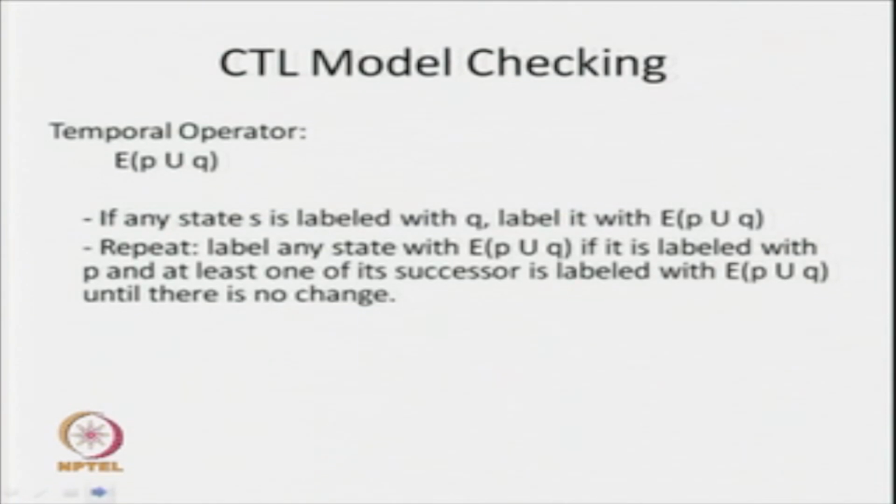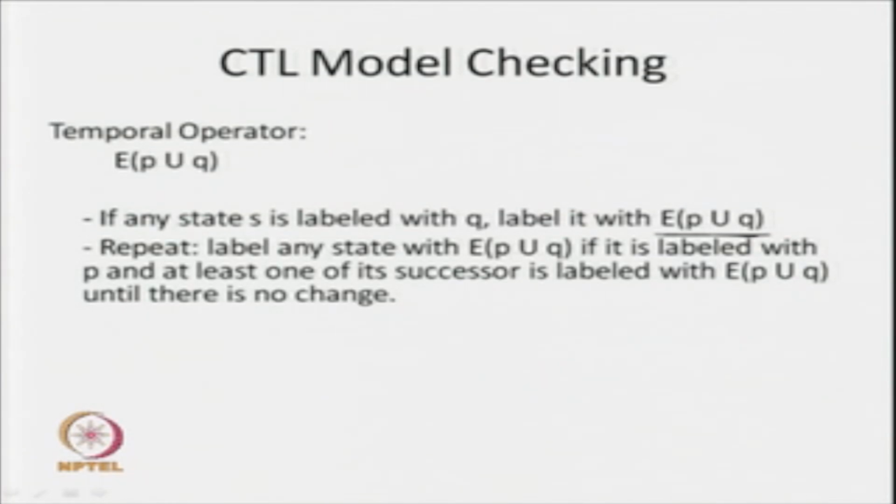Now, another CTL operator that we need is E[P until Q]. Here there exists a path where P remains true until Q becomes true. Again, according to our semantics, the future includes the present behavior. So that is why the first step is: if any state S is labeled with Q, label it with E[P until Q], because the future includes the present behavior. If any state is labeled with Q, we can say that E[P until Q] is true there, so we label this state with E[P until Q].